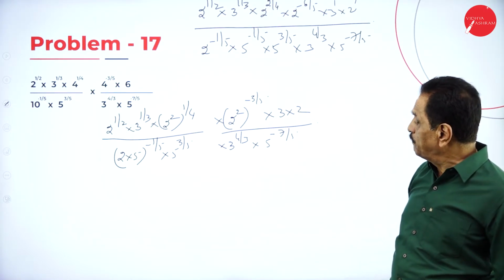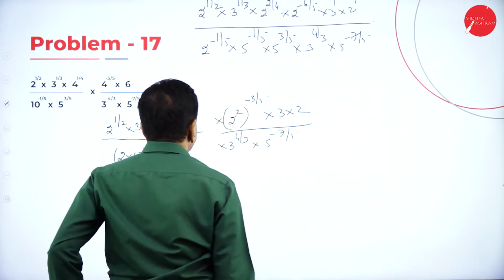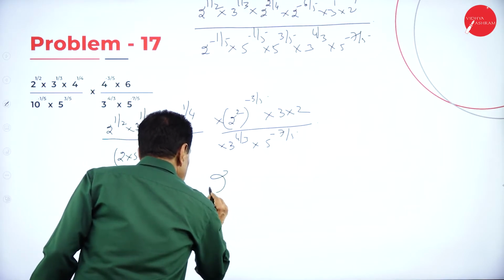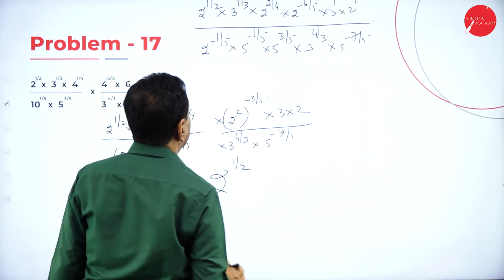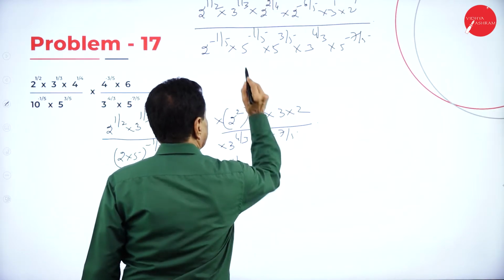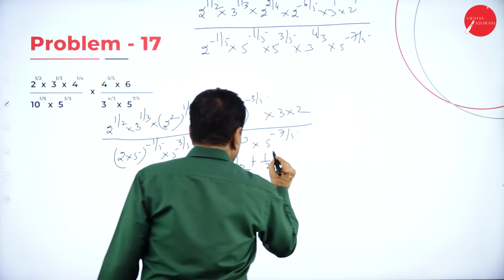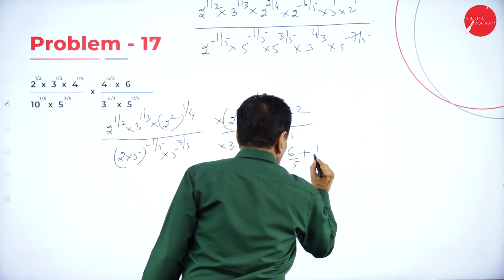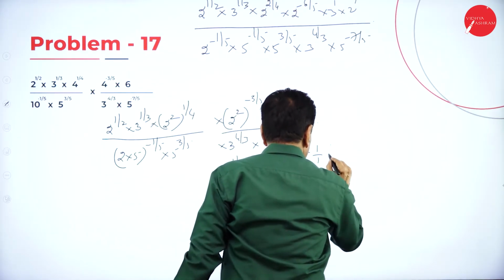I've simplified the bottom. So you take the 2 as a base. If you take the 2 as a base, what is the first number? 1 by 2 plus 2 by 4 is half, 1 by 2, minus 6 by 5 plus 1 divided by 1. Minus 1 by 5 becomes plus 1 by 5.